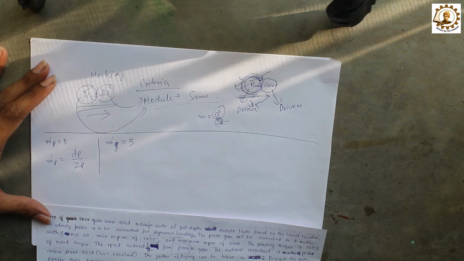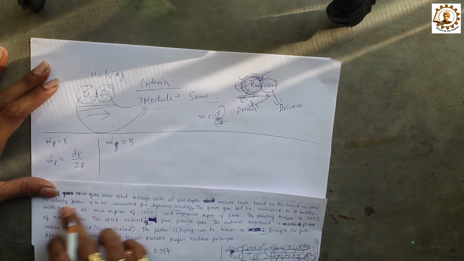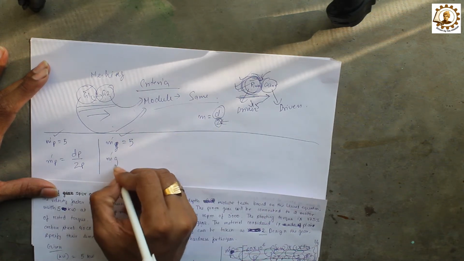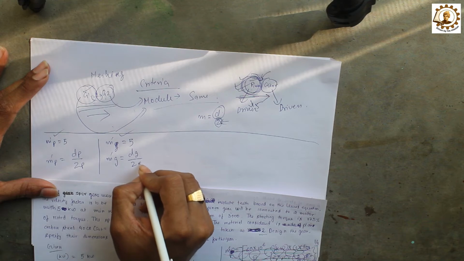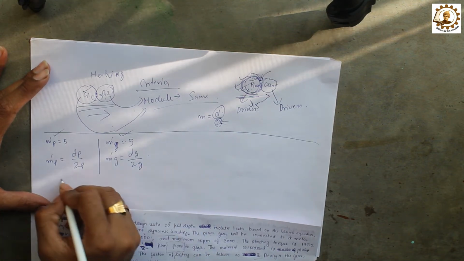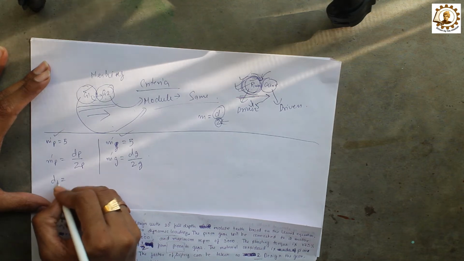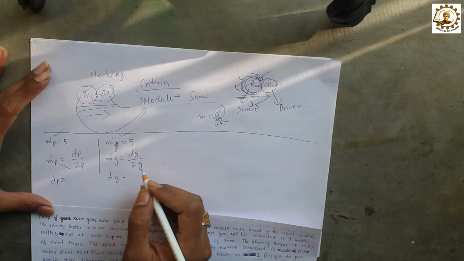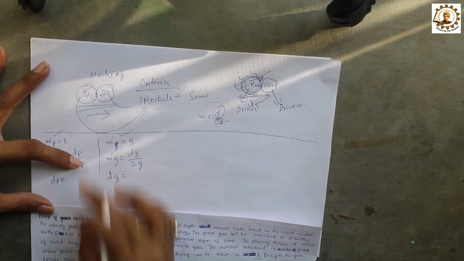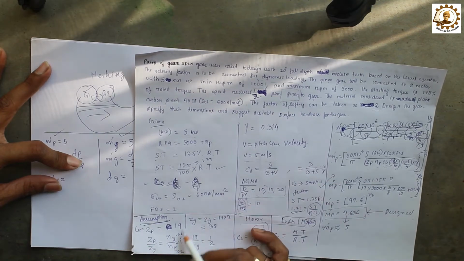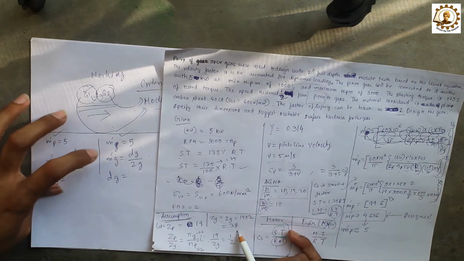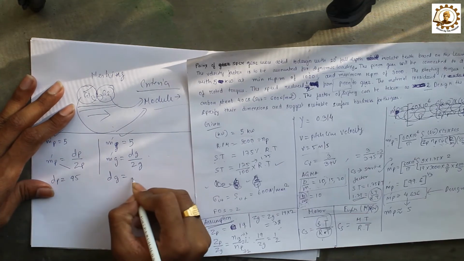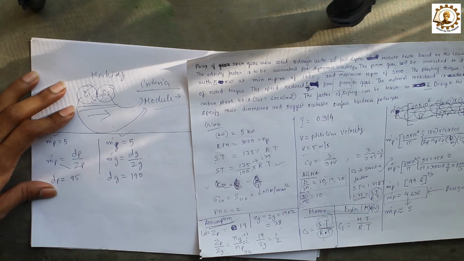Similarly, I could also write m dash g is equal to dg by zg. Why can I write this? Because it is mentioned in our question that these two gears are meshing. That means the module of this gear and this gear will be the same. Now dp is equal to this multiplied by this, and dg is equal to this multiplied by this: 19 into 5 and 38 into 5. It comes near about 95, and it comes out to 190.